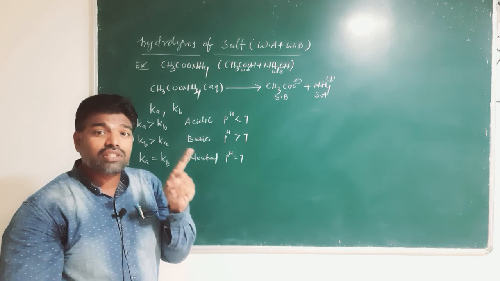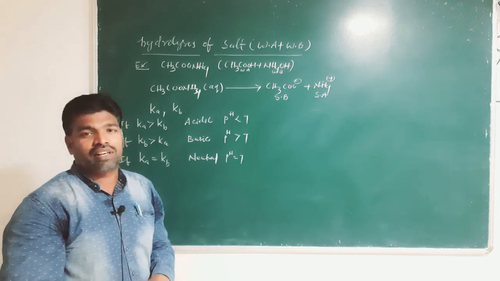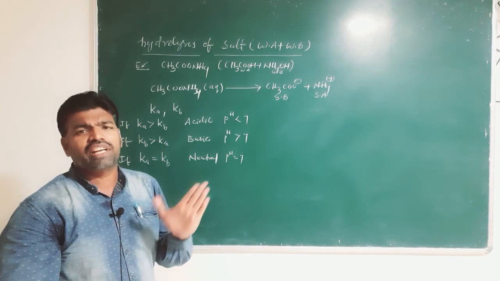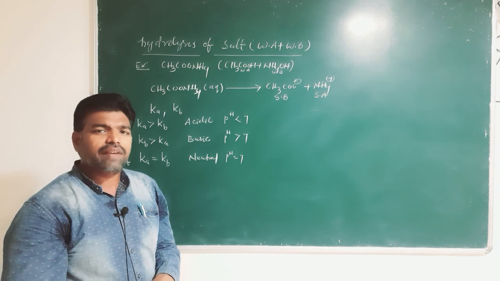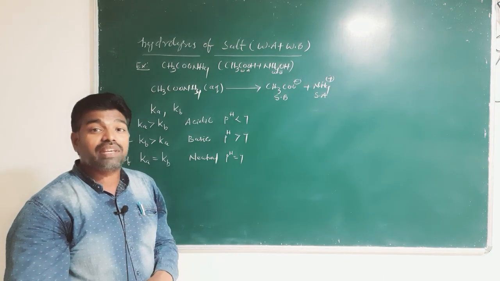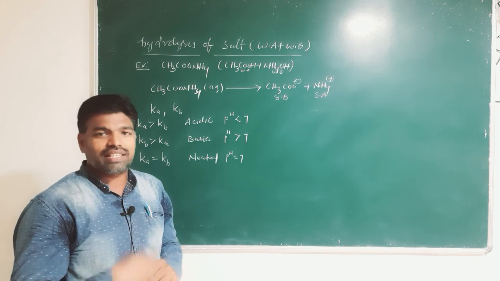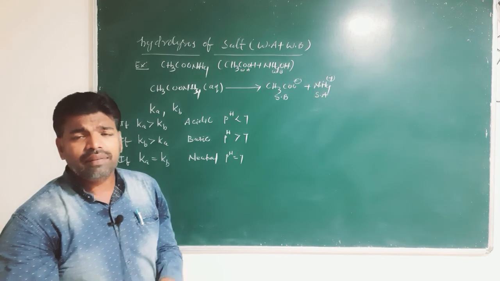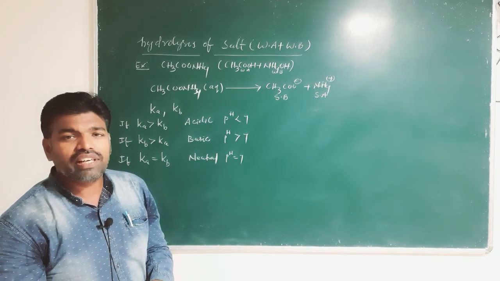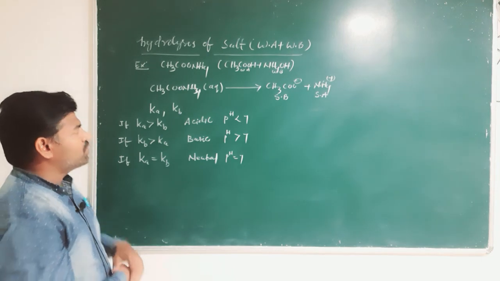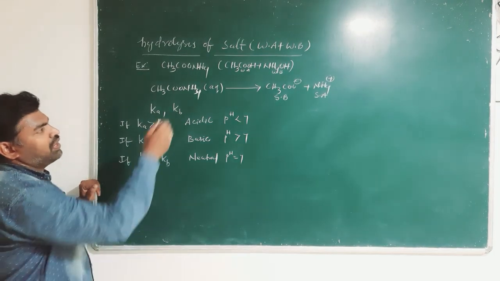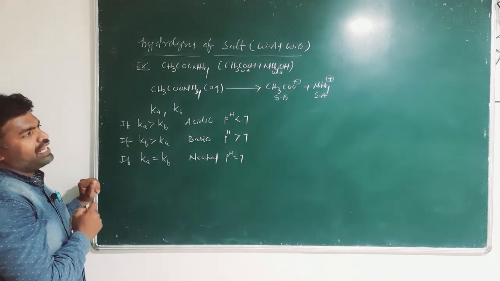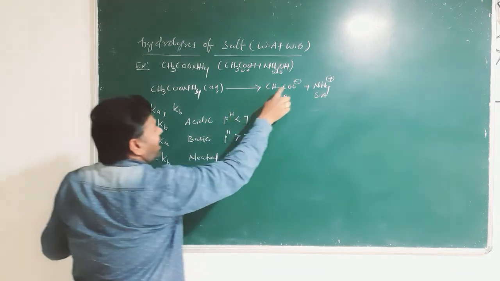When we are concerned with salt solution, we need to address the pH of that solution or pOH of the solution, depending on the nature of the resulting solution. It is customary to find out the pH of the resulting solution. So let us do the derivation to calculate the pH of the resulting solution. CH3COONH4, upon ionization, gives CH3COO minus and NH4 plus ions.